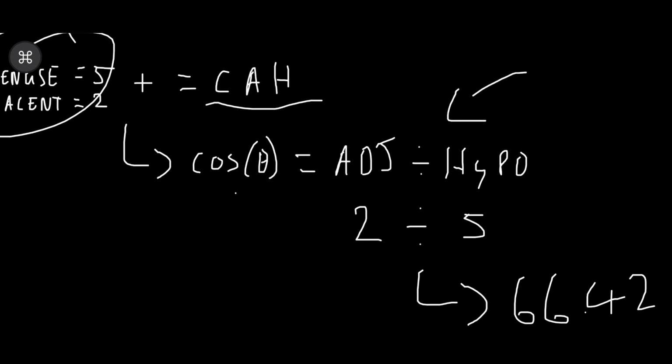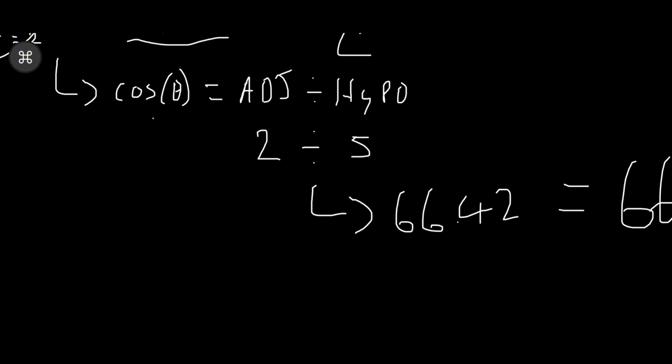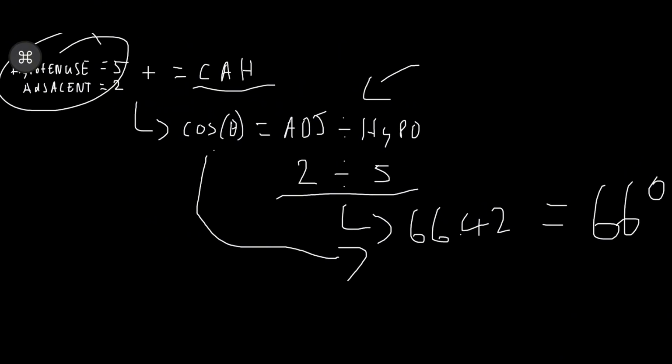Step 3, substitute the numbers. So cos theta equals 2 divided by 5. Step 4, use the inverse cosine. So theta equals cos minus 1 of 2/5. Then use your calculator, so theta equals 66.42, which rounds to 66 degrees.